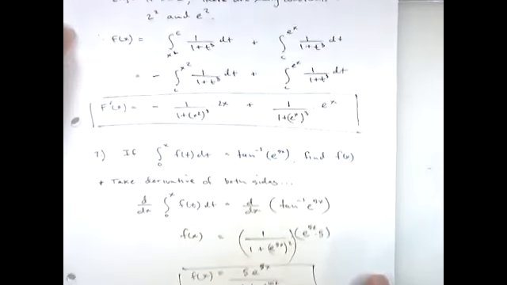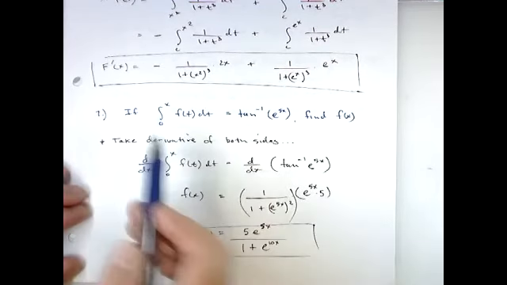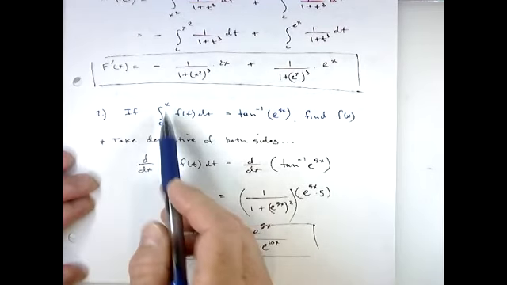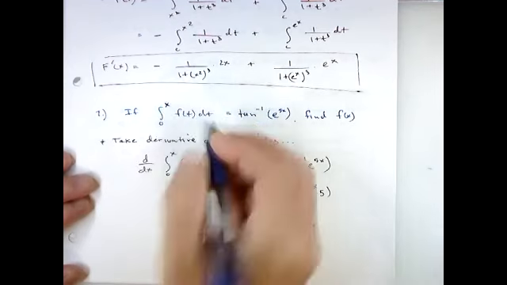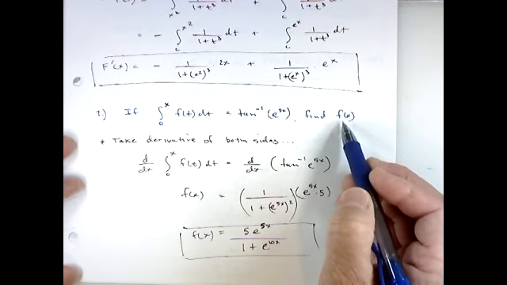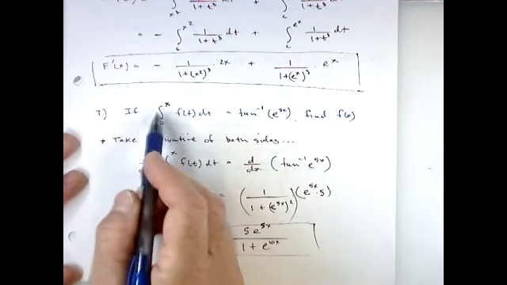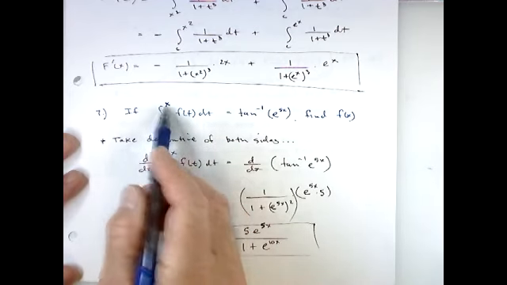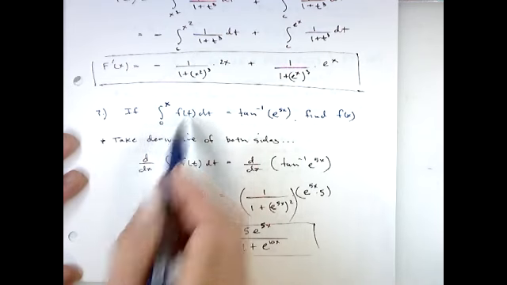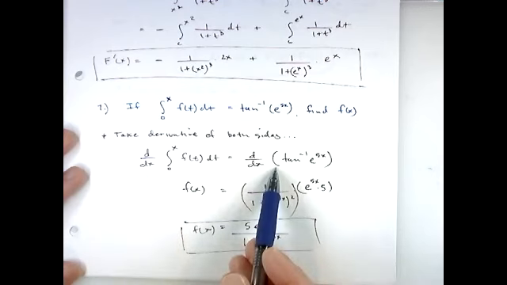This fundamental theorem, part 1, can show up in some different formats. This question says, if the integral from 0 to x of f of t dt equals the inverse tan of e to the 5x, find f of x. So your cue there is, how would I get this to be f of x if I took the derivative, right? Because we know if we took the derivative, we would just plug in x for the t. But if I take the derivative of the left side, I also have to take the derivative of the right side.